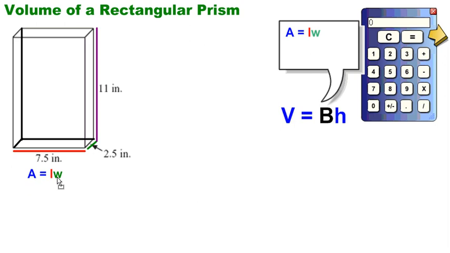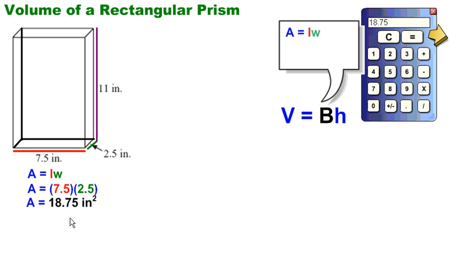We know that to find the volume of a rectangular prism, we need to first find the area of that rectangle. I use the formula area is equal to length times width, and I color coded the length red, the width green, and I'm going to multiply those two numbers together on my calculator. So 7.5 times 2.5 equals 18.75, or 18 75/100.